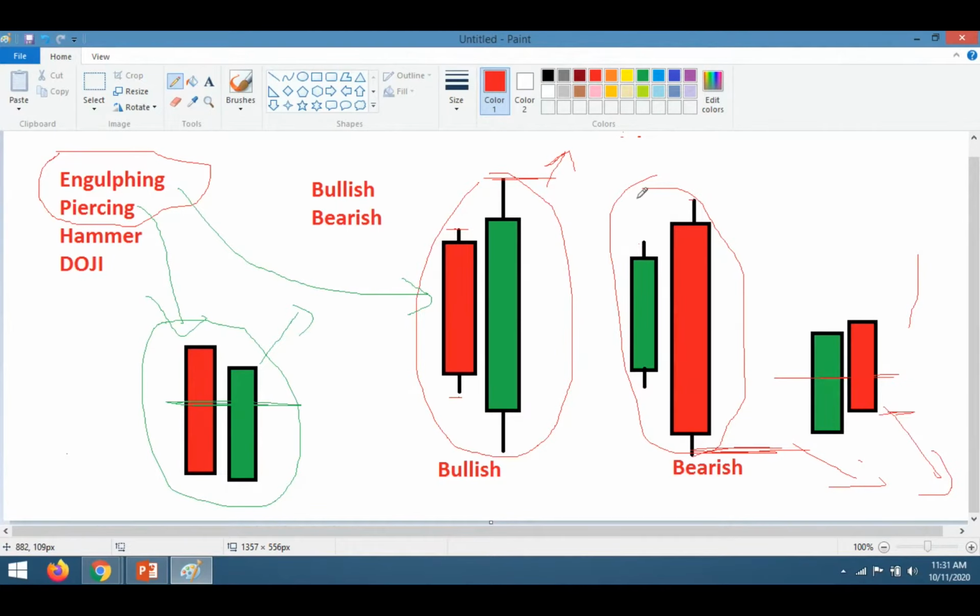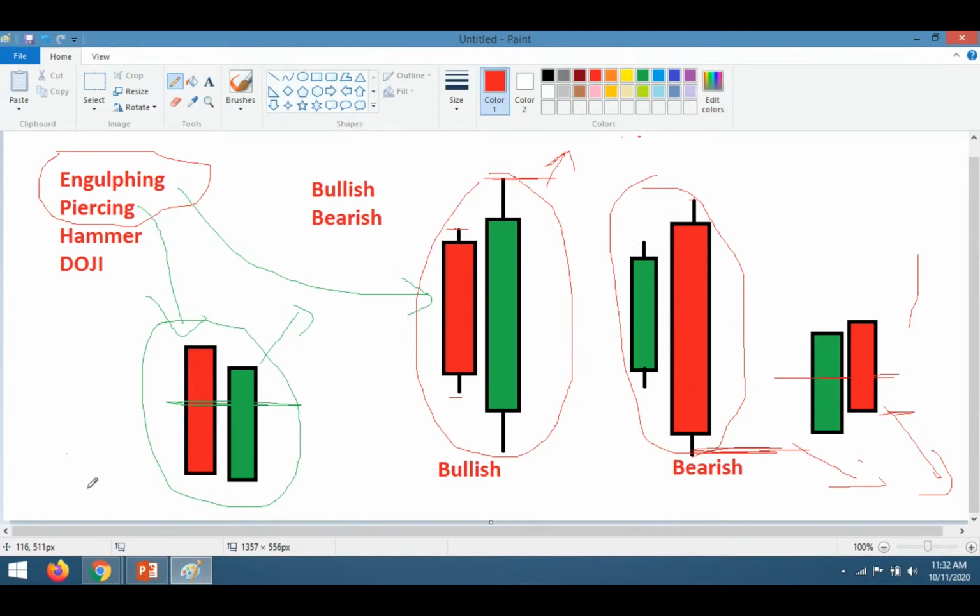So piercing and engulfing are the same. I call piercing a half murder. Why half murder? Closing above the median. And I call engulfing a full murder because it's covering the full body. So remembering this definition, don't take it seriously. Okay, so piercing and engulfing are clear.